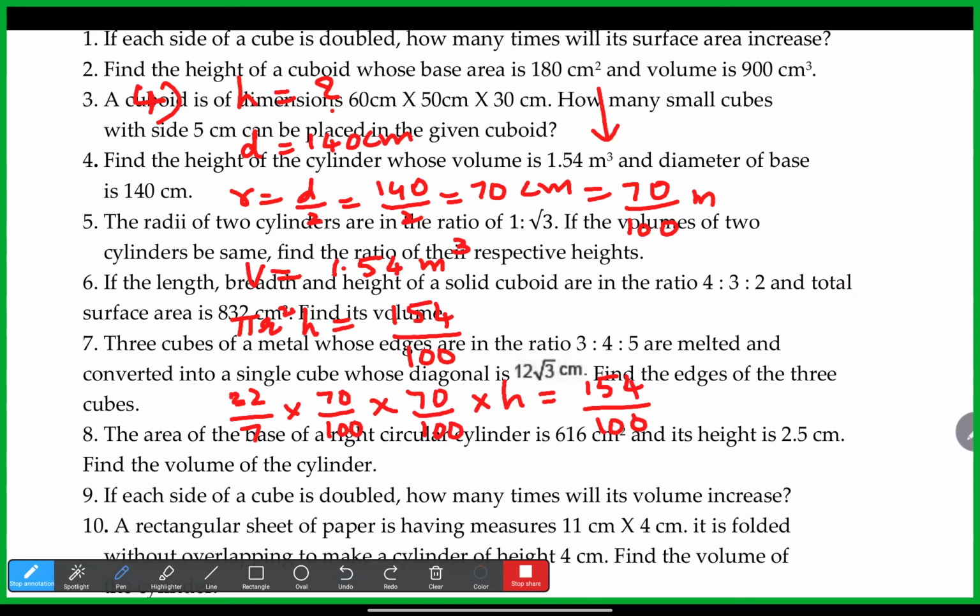These fractions I am taking to the right side now, all of them. Then I'll start cancellation. So all fractions get reciprocated. It will become 154 by 100 into 7 by 22, and 70 by 100 will become 100 by 70, and the other 70 by 100 will become 100 by 70. Any doubt?